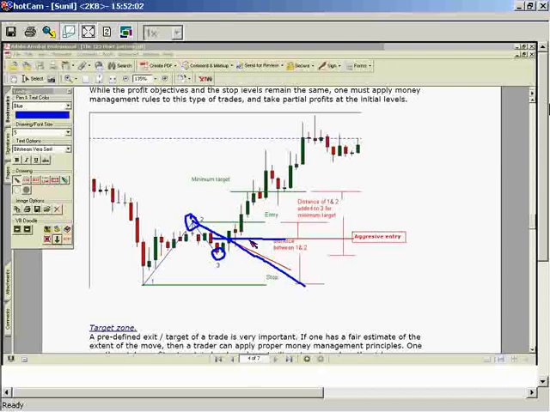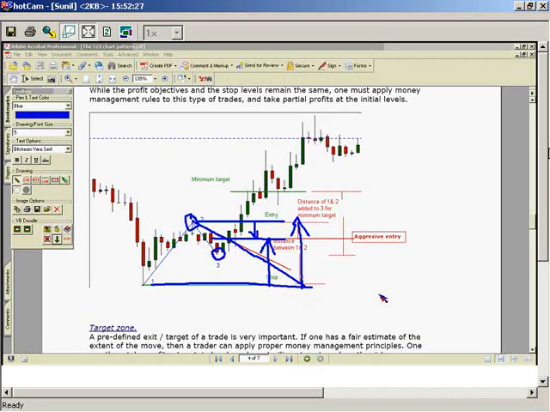Logically, price, once it breaks the trend line, it should remain. What I am doing is getting in much earlier. This is my original entry, right? This is my risk. My original stop level was this. By this method, I have reduced my risk to this much. For me, this gives me an edge.